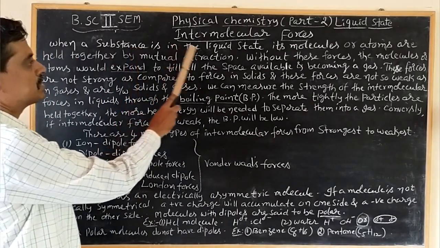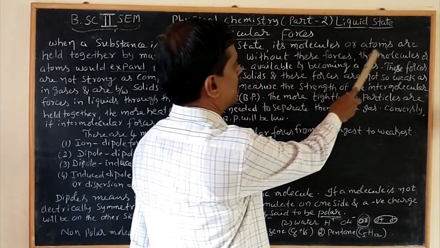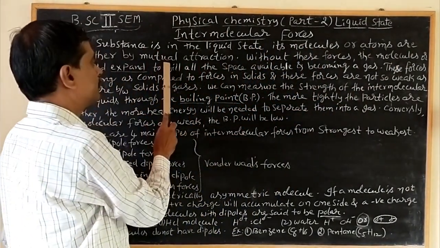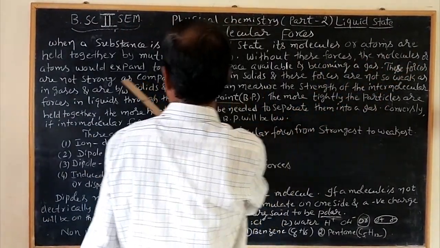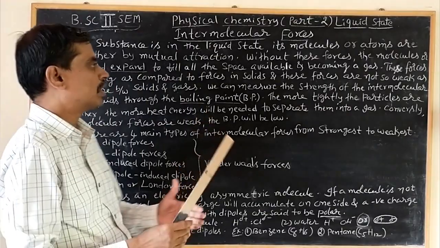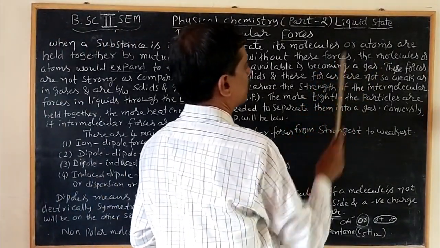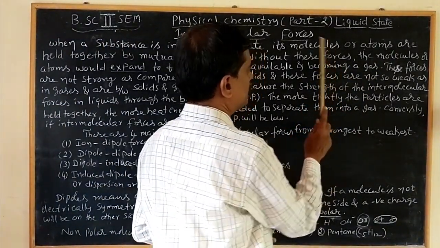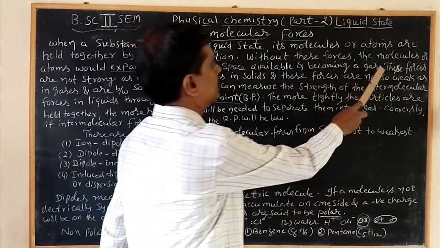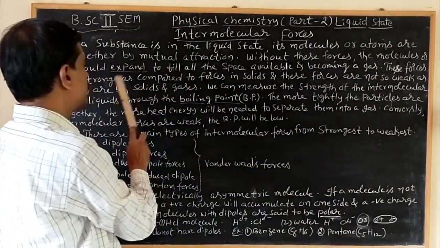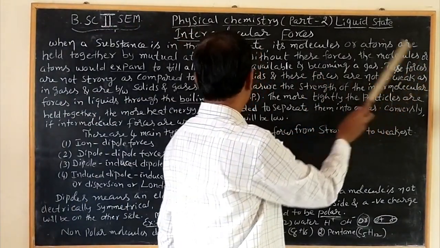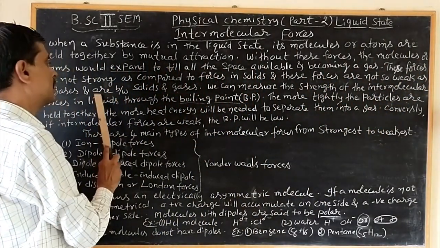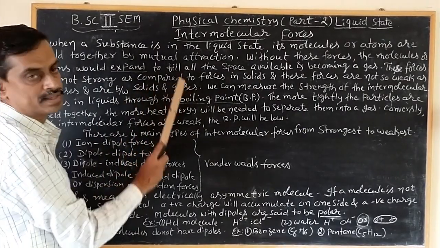When a substance is in the liquid state, its molecules or atoms are held together by mutual attraction. Without these forces, the molecules or atoms would expand to fill all the space available and become a gas. If the intermolecular forces are less, then they will become the gas. These forces are not as strong as the forces in solids, and not so weak as in gases, and are between solids and gases.